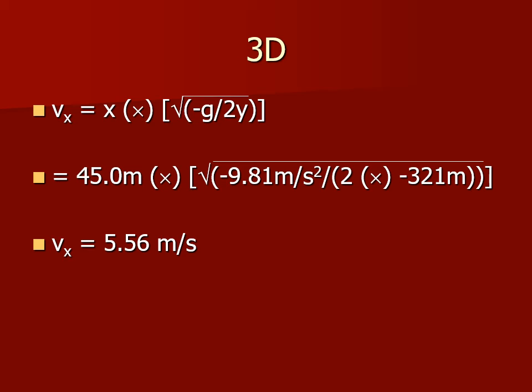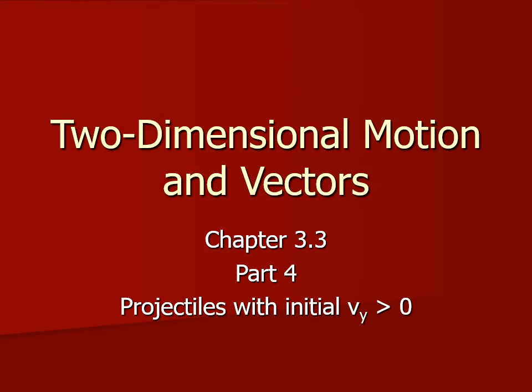And it turns out that if you want that rock to hit 45 meters away from that bridge, you have to give it a speed of 5.56 meters per second in the horizontal direction. Now, that is really the end of this particular section. I didn't intend to go that far or go this long with it, but I had a good time talking about those examples.